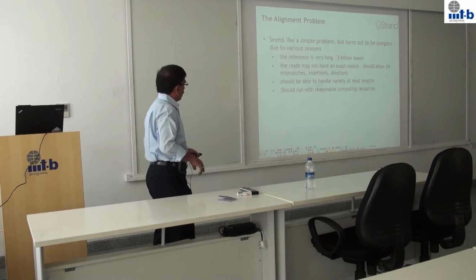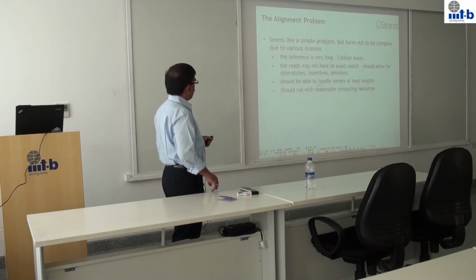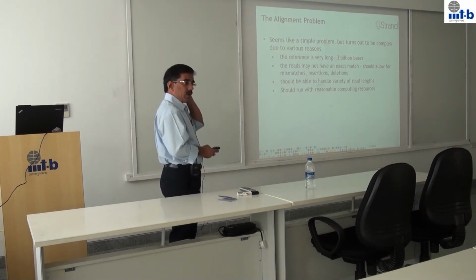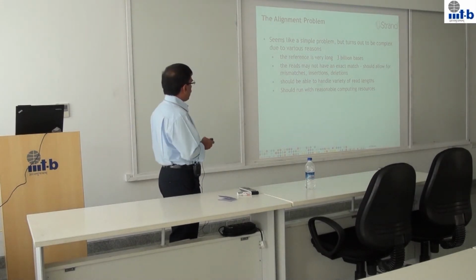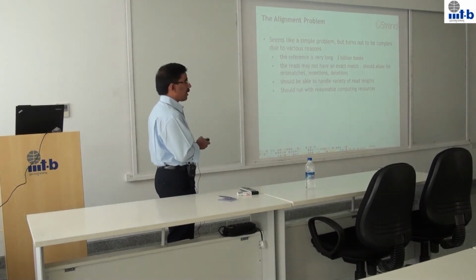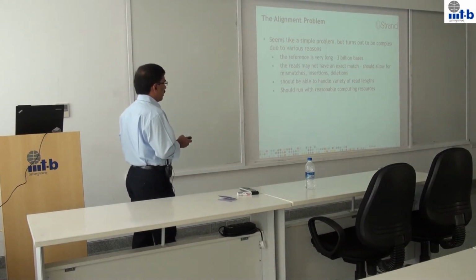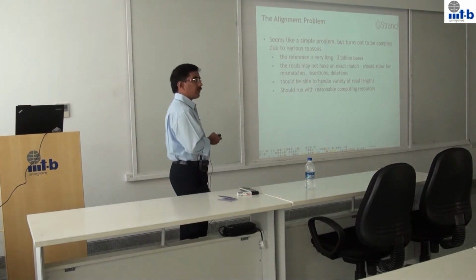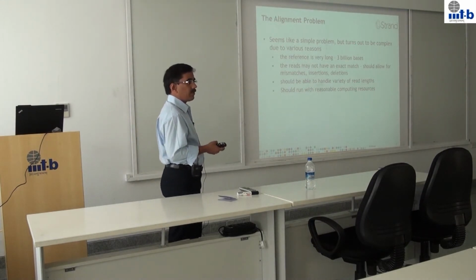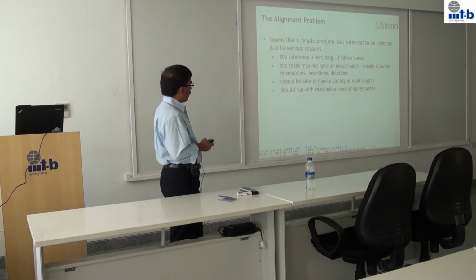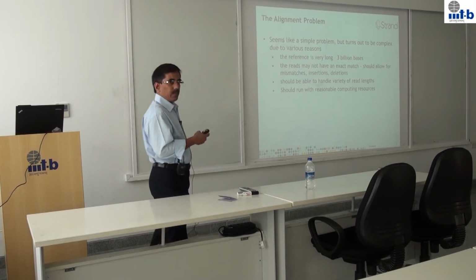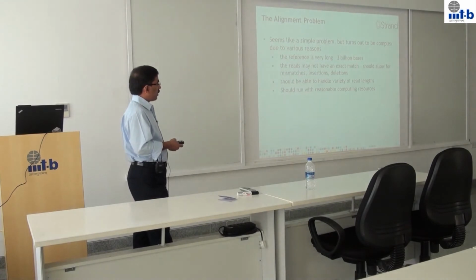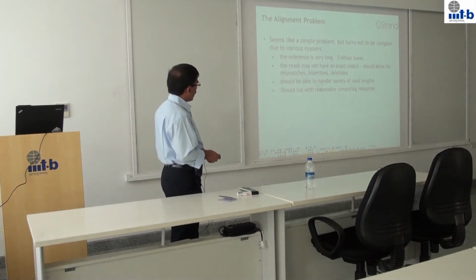Okay, so the reference itself is 3 billion bases long, and the number of reads could be about a couple of billion. We need to account for mismatches and gaps while we do the alignment, and we need to handle a variety of read lengths as well. Some sequencers give variable length reads. Above all, we need to do all this with reasonable computing resources. Typically, the alignment requires a large amount of memory and exceptional CPU performance.